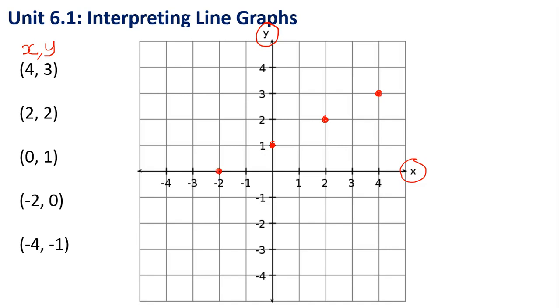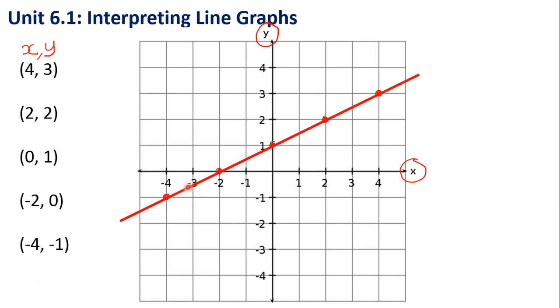And then the last one, negative 4, negative 1. We'd move to x equals negative 4. And then we've got to move up or down to find y equals negative 1. So we would go down to here. So you might have noticed these points that we've plotted are forming a straight line if we connected them. So we could connect them all with a line, and this sort of line graph where it all forms a straight line we call a linear graph.